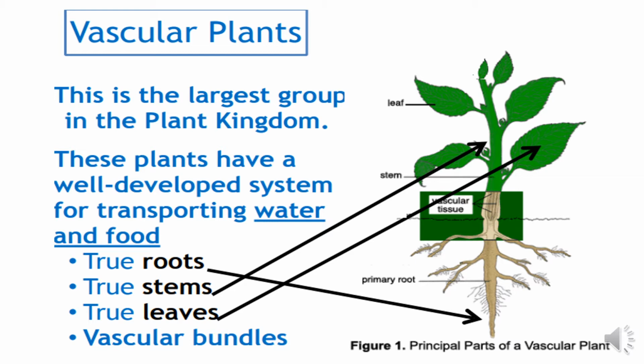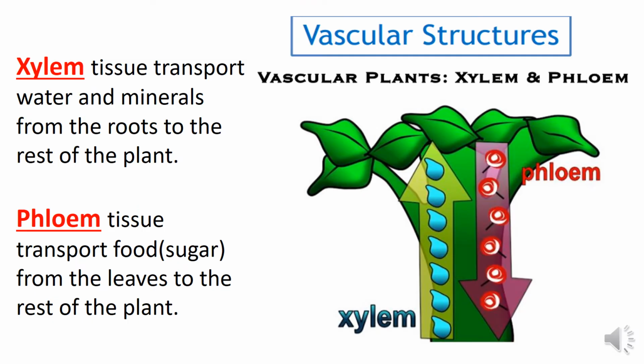Examples: ferns, trees, and flowering plants. Vascular plants have tube-like structures that help transport water and food. Xylem tissue transports water and minerals from the roots to the rest of the plant, whereas phloem tissue transports food from the leaves to the rest of the plant.